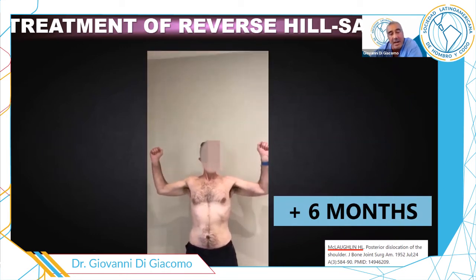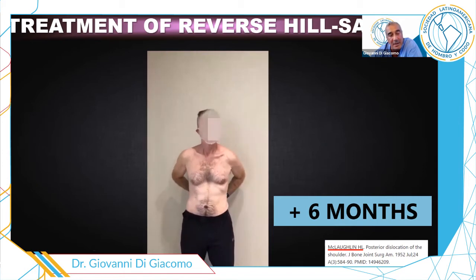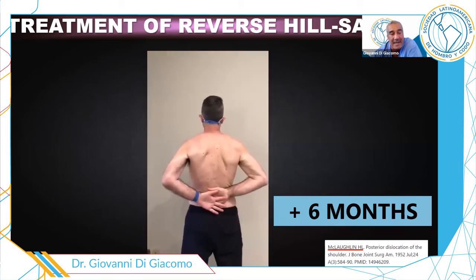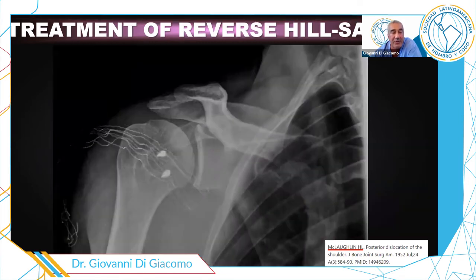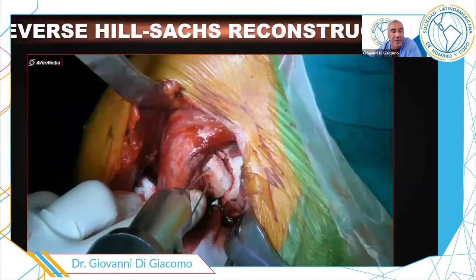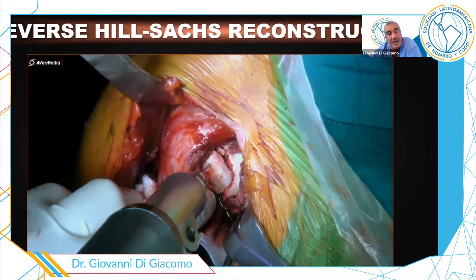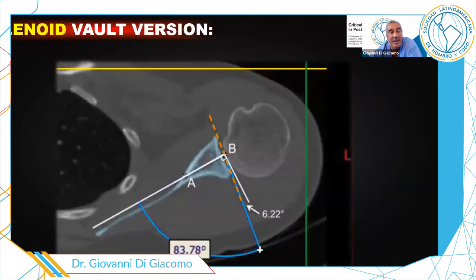And in our hands, this surgery works very well, especially if there is a culprit of the bone that is the reverse Hill-Sachs, even if we don't fix the posterior labrum. This is the X-ray control after the surgery. You can also have an osteochondral lesion during the mechanism of the lesion. You can fix this kind of lesion.